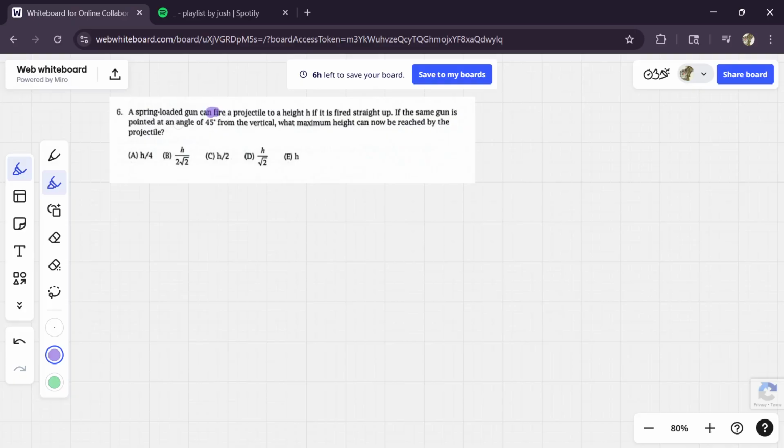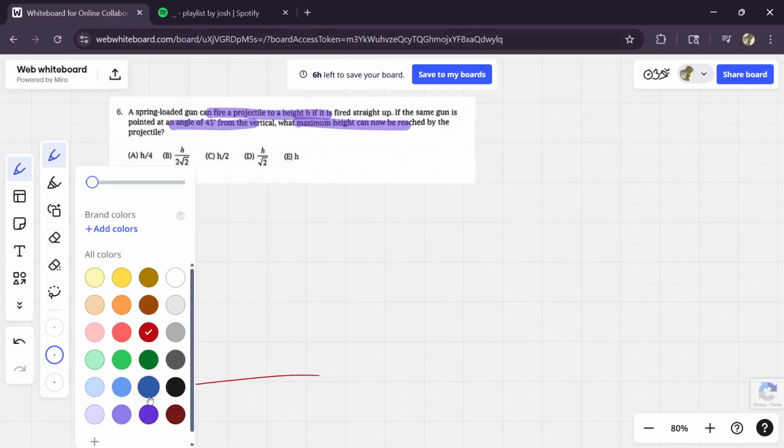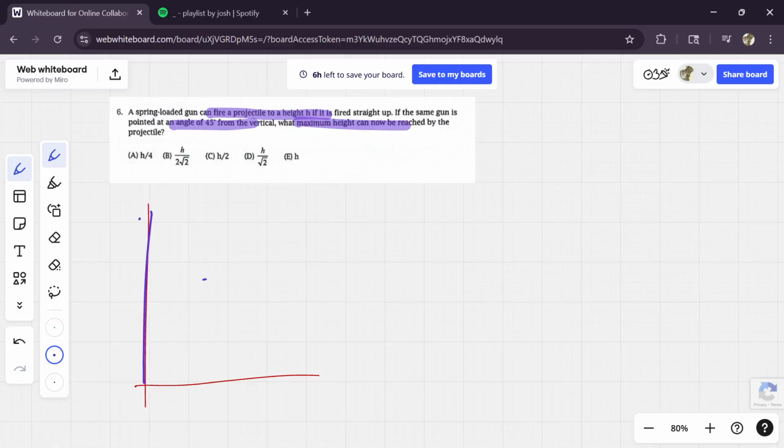Anyways, basically a projectile is fired straight up to height h, and the same projectile is then shot at a 45-degree angle, and it's asking what that new maximum height could be. So basically it's saying a projectile is shot up like that, and then it's also shot this way. And that is a 45-degree difference. And then this also would be 45 down here to extend that and make it 90 on the dot. But I'm gonna just worry about this top section for now.